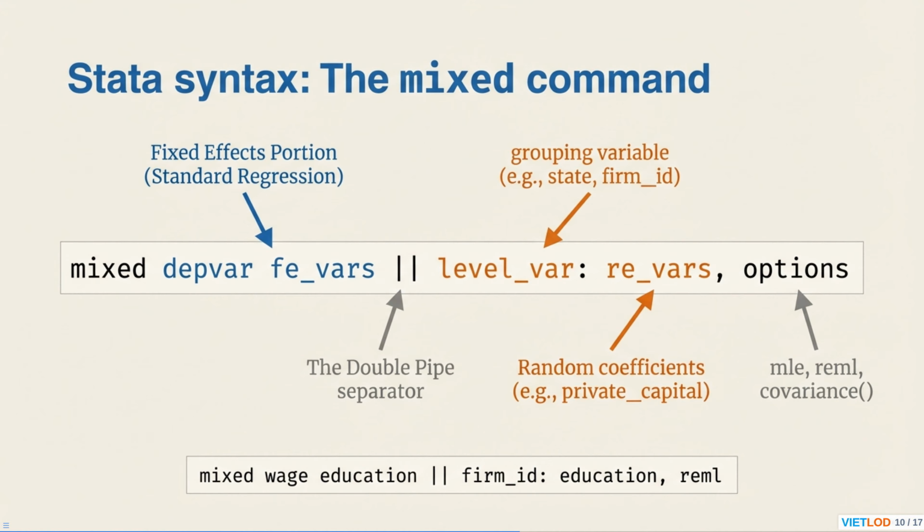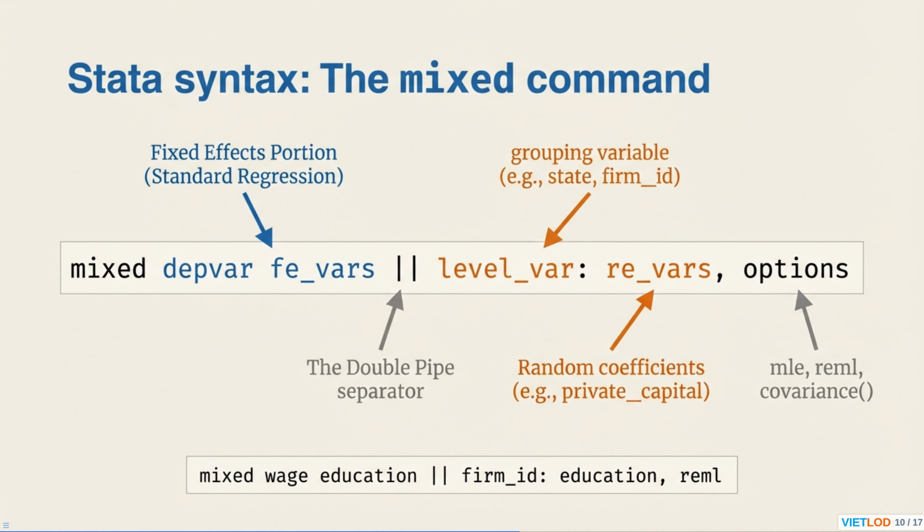To put our understanding of linear mixed models into practice, Stata's mixed command is your primary tool. The syntax follows a logical structure. It begins with mixed, followed by your dependent variable, then the independent variables that constitute your fixed effects portion. This part is essentially a standard regression. The crucial element is the double pipe separator. This clearly delineates the fixed effects from the random effects specification. After the double pipe, you specify your grouping variable, such as firm ID, followed by a colon. Following the colon, you list the variables for which you want to estimate random coefficients. If you want a random intercept only, you simply leave this part blank.